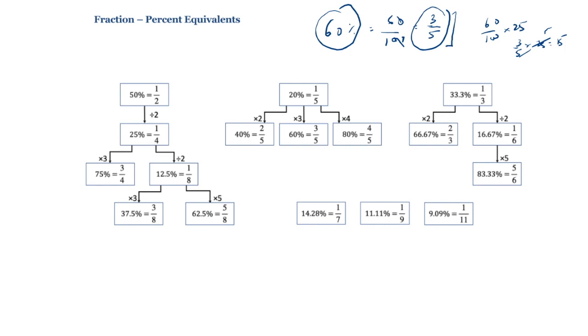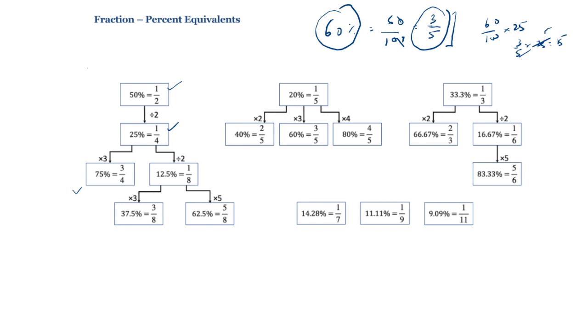Now, you may not see a lot of value in learning these, but when we come to increasing or decreasing a number by a certain percentage, then these equivalents come in very, very handy. So it'll be really good to learn these fraction-percent equivalents. So this we know, 50% is half, it is 1 by 2. Then if I divide both sides by 2, we get 25% is 1 by 4. Again, something that we know really well. Now, if we multiply this by 3 on both sides, we get 75% is 3 by 4.